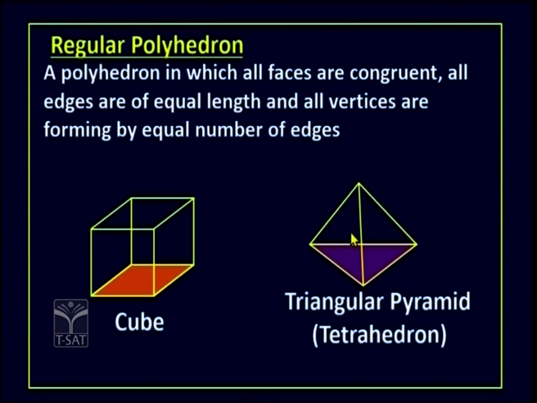Children, here you can take a pyramid, right? This pyramid has a triangular base, and the remaining 3 triangular lateral faces must also be equal in area, so that we can call this triangular pyramid a regular polyhedron. See children, a triangular pyramid can be taken as a tetrahedron, because it has 4 faces. So a cube and a triangular pyramid are regular polyhedrons.